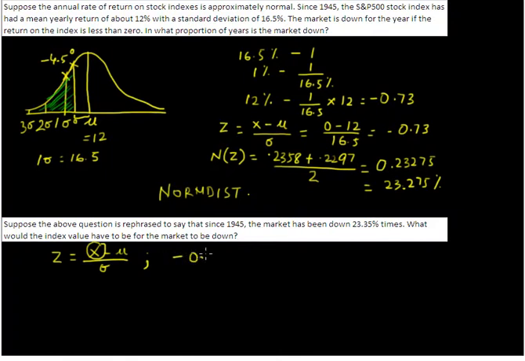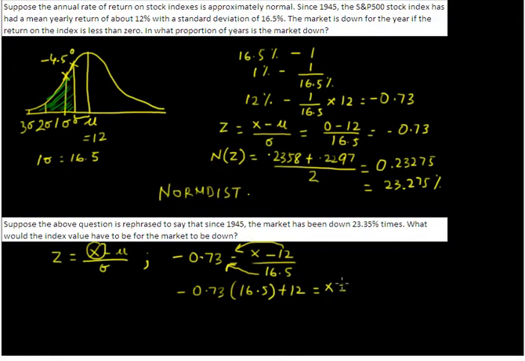So Z, which is -0.73, is equal to X minus the mean value of 12 divided by the standard deviation 16.5. So we can solve this for X. -0.73 is going to go there and get multiplied, and the 12 is going to go to the other side as well and get added. This is going to leave us with X on the right hand side.